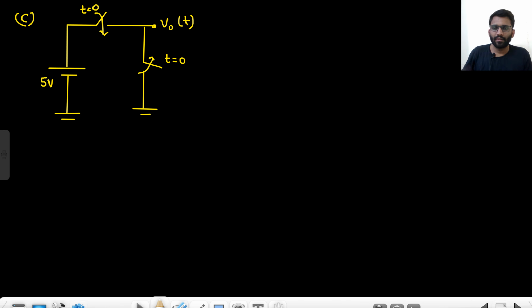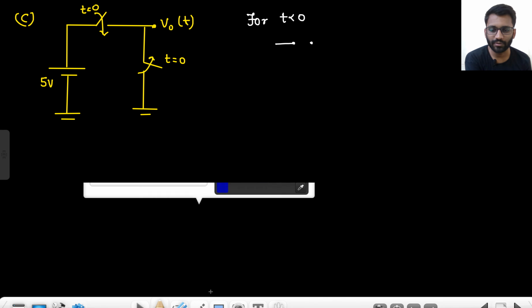Okay, then can you tell me what will be V0(t) here? What will be V0(t)? First, understand the switching position. So for t less than 0, tell me what is happening. This will be open circuited, right? This will be open circuited, and this will be short circuited because at t equals 0 it is opening. In the previous video we have studied this concept. It is written like this, that means it is opening at t equals 0, that means it is closed before t equals 0, right? That means it is closed before t equals 0.